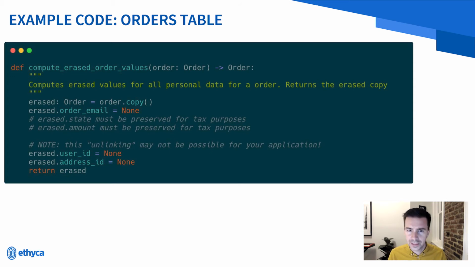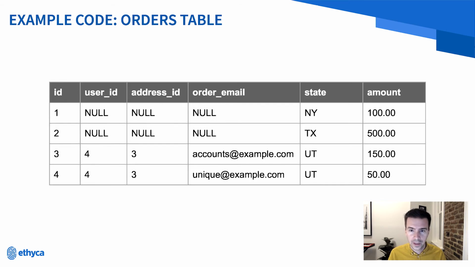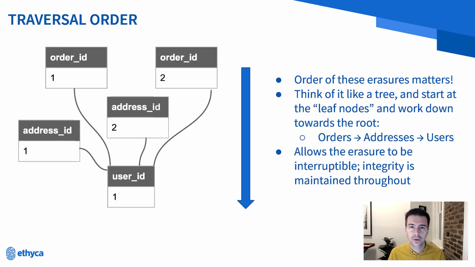So the code for this is pretty simple. We null out the email, but we choose to preserve the state and the transaction amount, like I mentioned. And then lastly, we go ahead and choose to null out the user and address IDs to unlink this record entirely. Again, this will still preserve the aggregate order count, but it'll remove our ability to accurately compute statistics like the number of users who entered at least one order. And here's the result of that operation. Pretty straightforward.